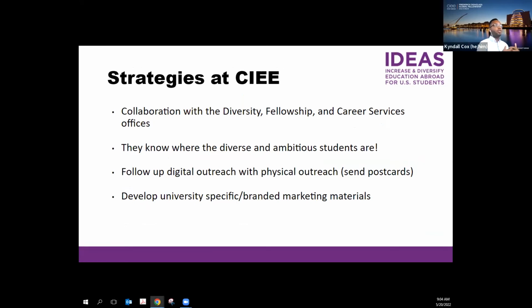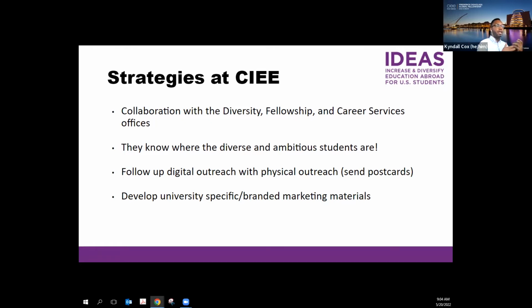So with this fellowship, we've really tried to collaborate with our partners in the study abroad office and reaching out to their diversity offices, because those offices know where the students are. They know the organizations that those students are a part of and have inroads in being able to connect with them. We've seen incredible success with doing that. And so we really just try to tap into those groups and encourage them to study abroad.